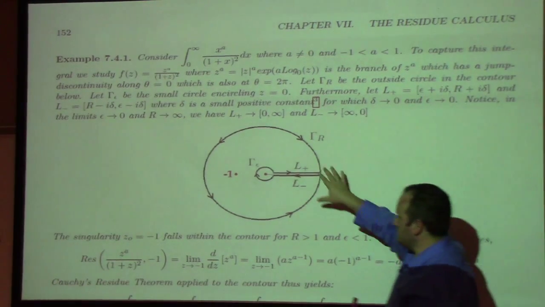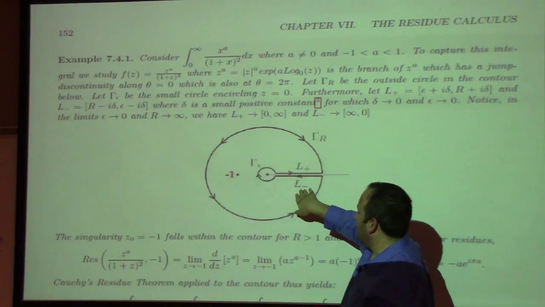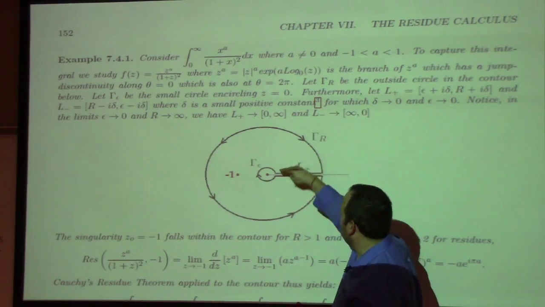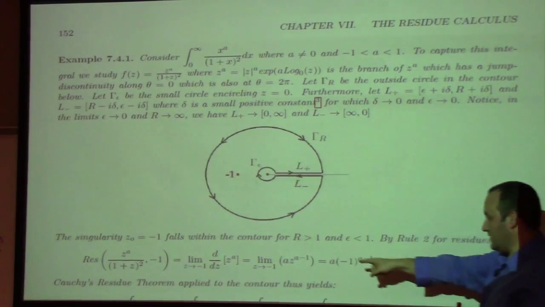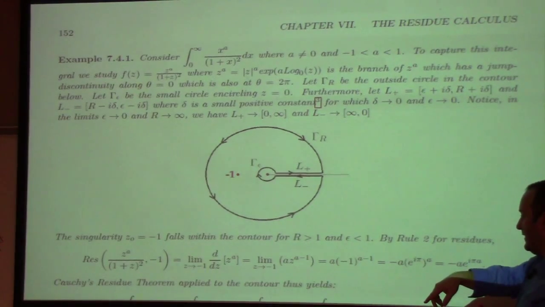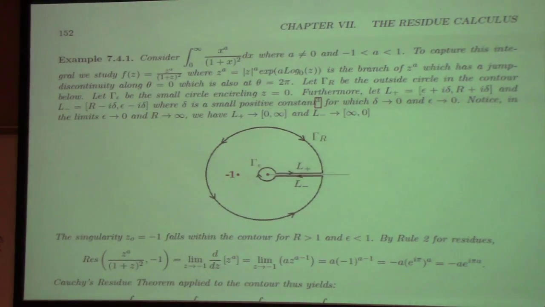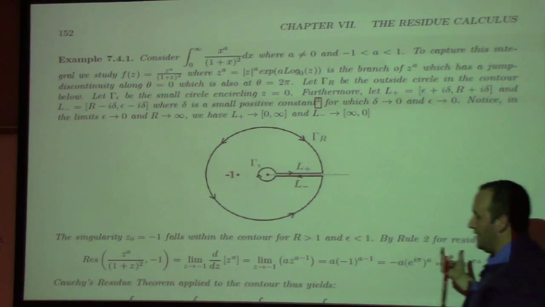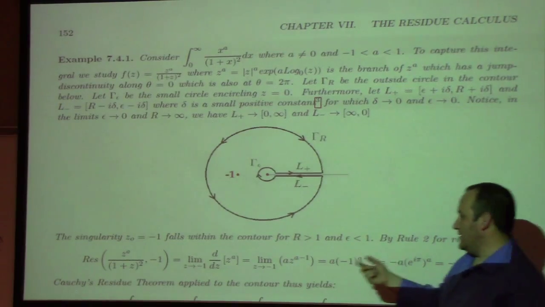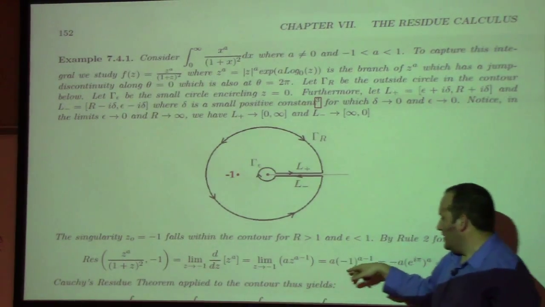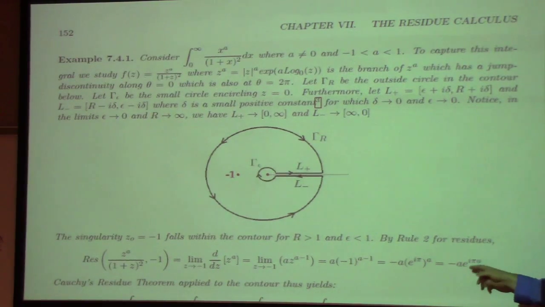So I need to calculate. Then I can apply Cauchy's residue theorem to this keyhole contour, I mean, to this whole region. So again, it's just the region inside this piece right here, right? So the only residue there is at minus 1. So I need to calculate the residue there, and I do so with the usual technique. Well, it's a double pole, right? So I'll use rule 2. I clear out the pole, multiply by 1 plus z squared, and then I differentiate and plug in z equals minus 1. So the derivative of z to the a is a times z to the a minus 1. Plug in minus 1, I get a times minus 1 to the a minus 1, also known as minus a times e to the i pi a.